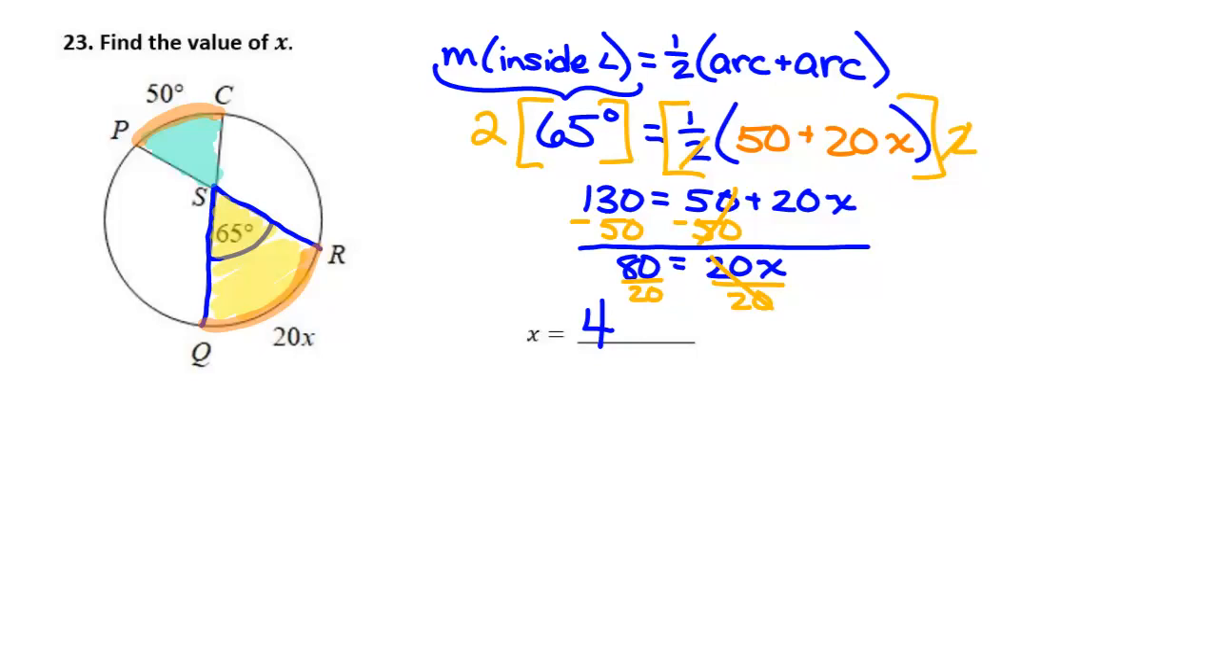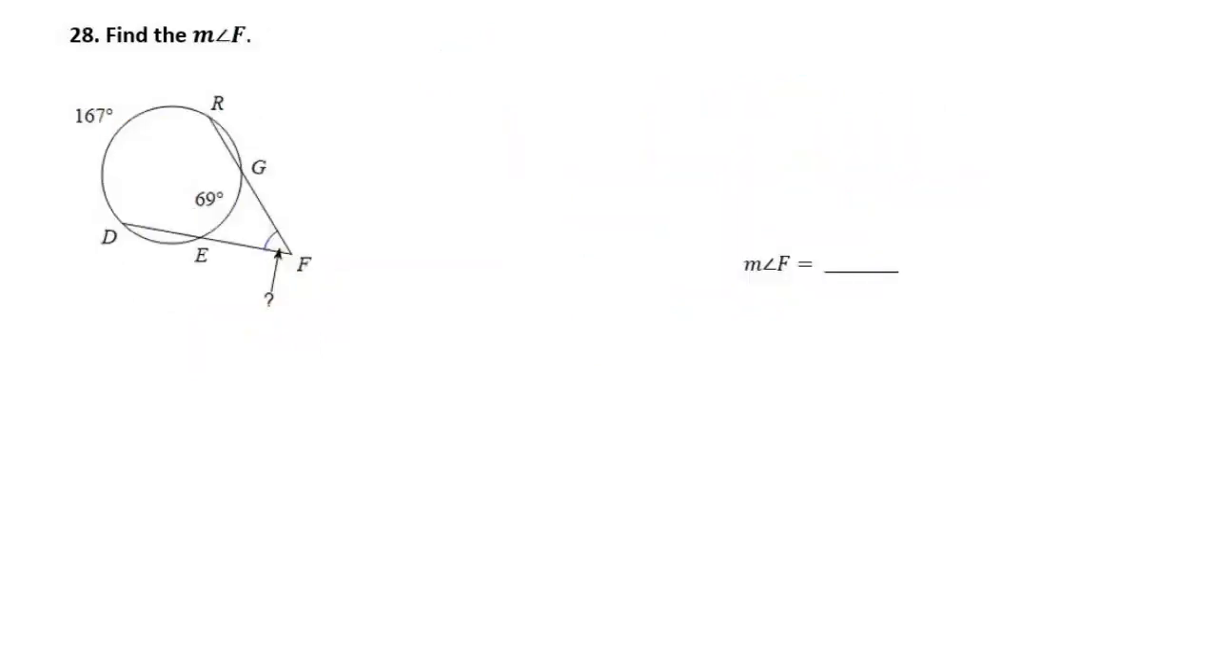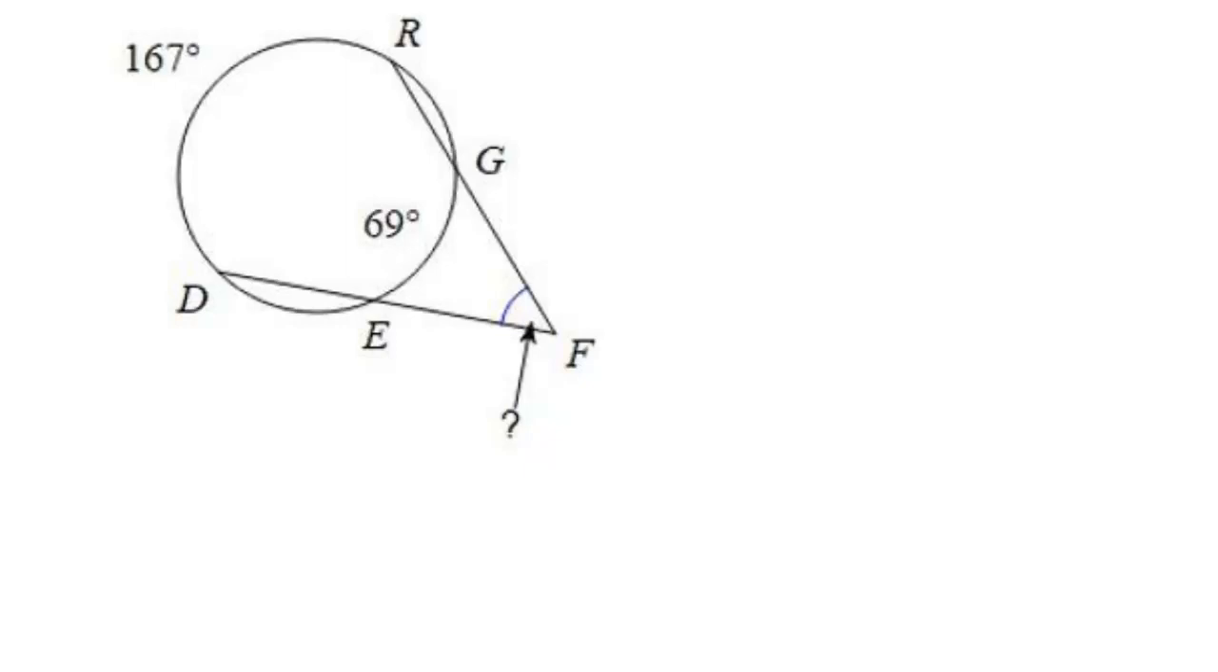What else do you guys want to see? Another one with a formula similar to this one? Number 28 has a similar but different formula. So why don't we go look at number 28 then? Number 28, where's the angle?